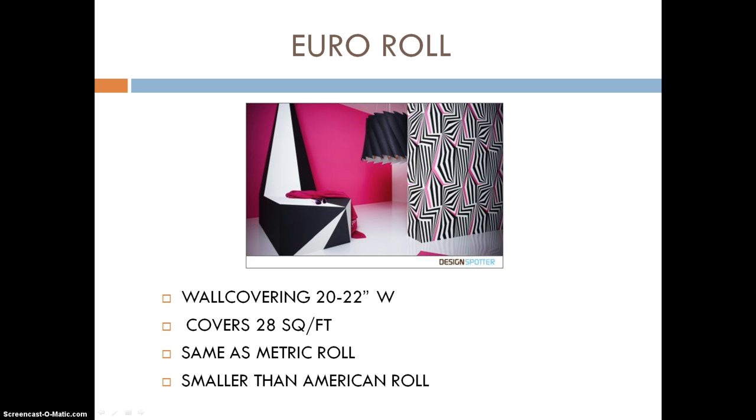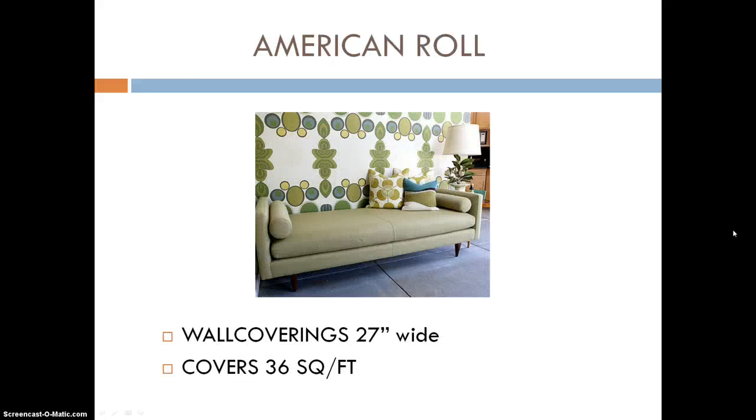Okay, so there's Euro-roll and American roll like we talked about before. A Euro-roll is a wall covering that comes in 20 to 22 inches wide, and it can cover 28 square feet. It's smaller than the American roll. And then the American roll is wall covering 27 inches wide, and it covers 36 square feet.